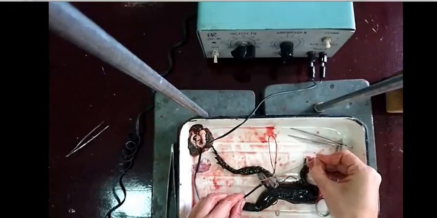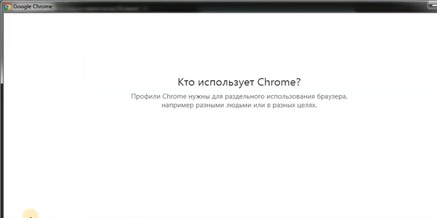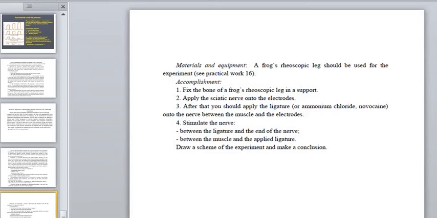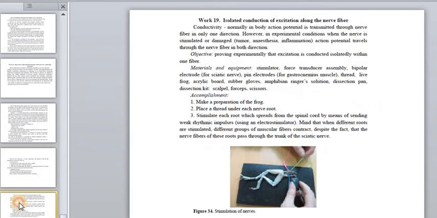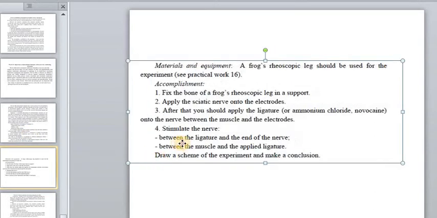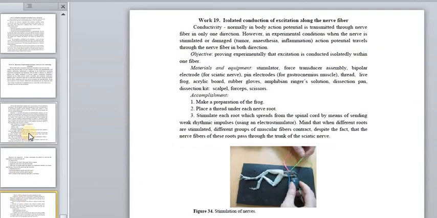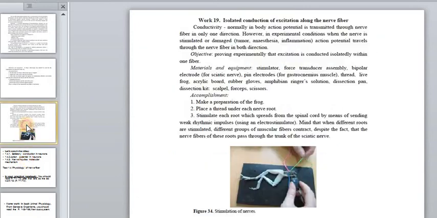And what happened? With ammonia this is irreversible, but if we use Novocaine solution, after the action of this liquid and after some time, about half an hour, the function of the nerve is restored and the nerve is able to transmit the signal. This is reversibility. So we have the next practical work.